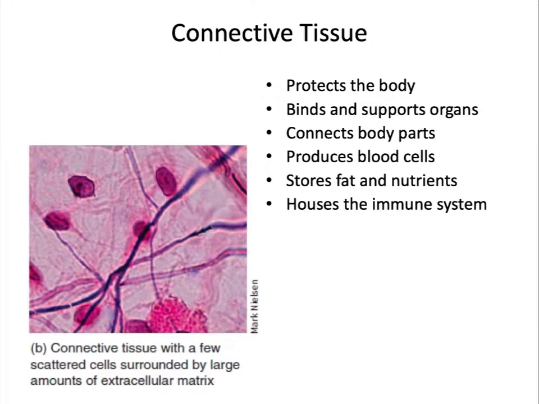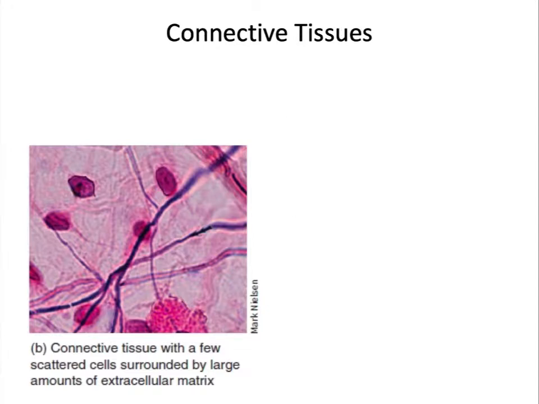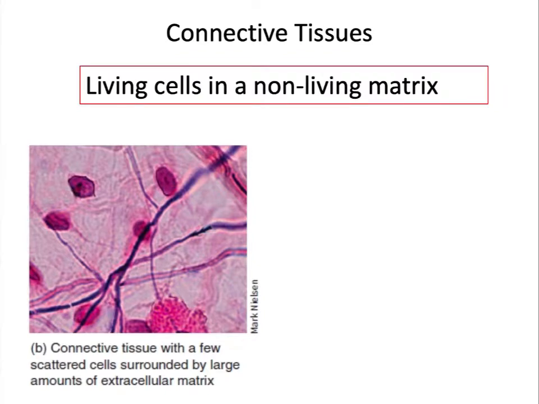Connective tissue serves to protect the body, bind and support organs, connect different body parts, produce blood cells, store fat and various nutrients and minerals, and also houses the immune system. Connective tissue is the most abundant tissue in the body by weight. Even though there are a lot of different types of connective tissue, they all share a common characteristic. All connective tissues are made up of living cells in a non-living matrix.